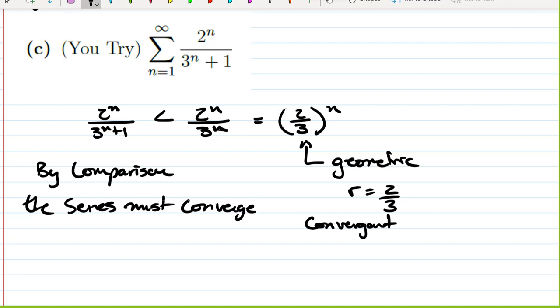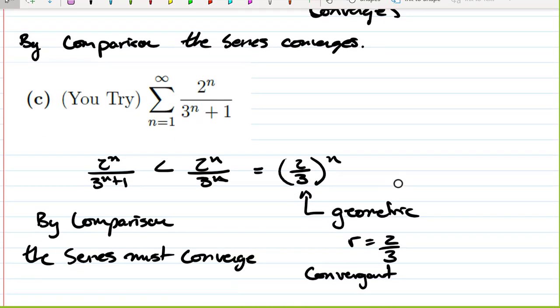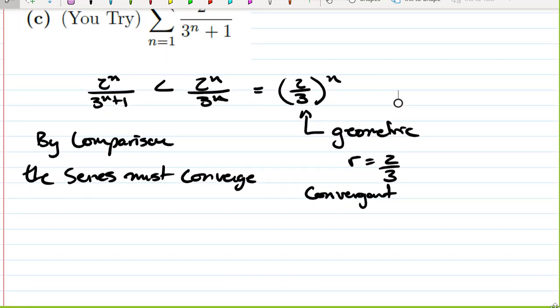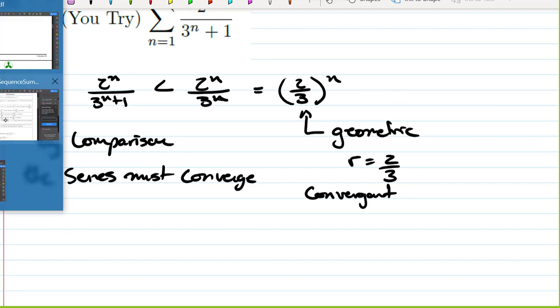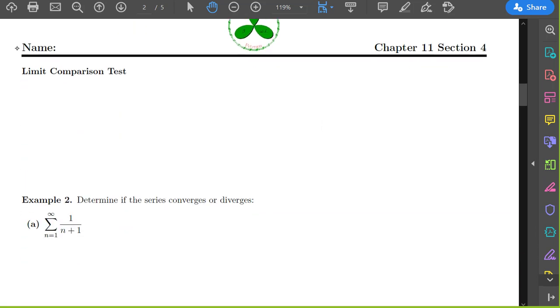So really, for direct comparison, the two best times to use it was with something like this, where it's almost geometric, or when you have polynomials over polynomials like we had in the previous example, and we can compare to a p-series. Because otherwise, there's going to be other tests that we can use. And speaking of other tests, that is where we're going to go next.